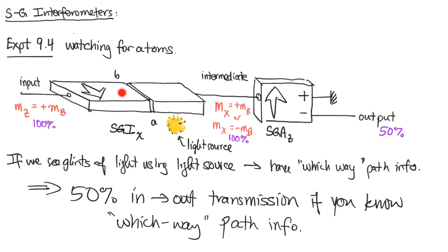You can still re-scramble the which way path information after this point and still recover the original result that no atoms will make it through. This phenomenon is described in more detail in the quantum eraser experiment. I encourage you guys to take a look at that. It's really fascinating. So we've come to a nice stopping point here.